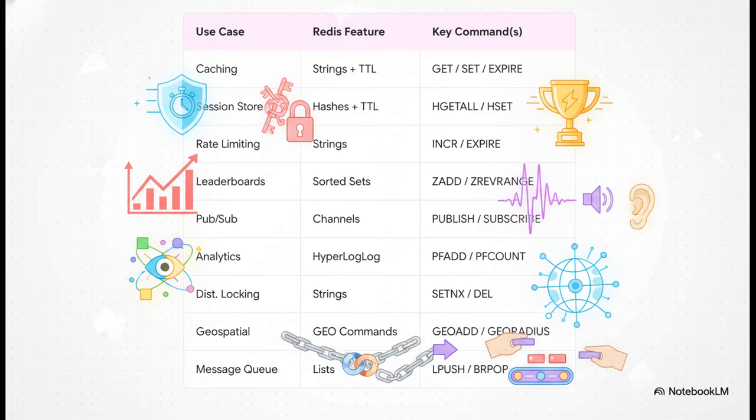Need lightweight messaging? That's pub/subscribe. Need to count millions of unique items without hogging memory? You use HyperLogLog. Need to make sure only one process can touch a shared resource at a time? That's distributed locking with SETNX.